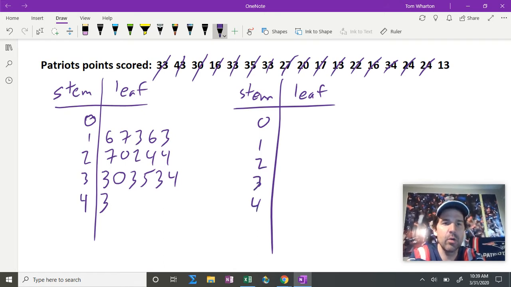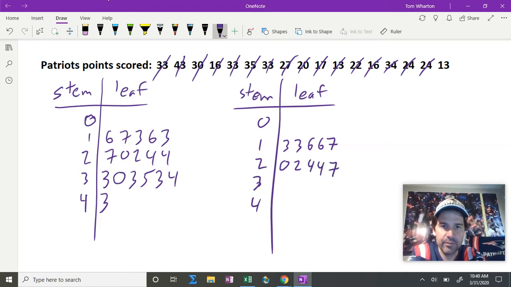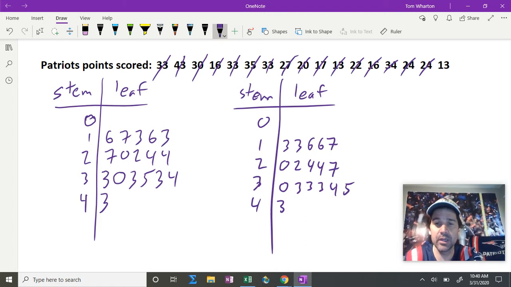And now when I organize it, I want to put it in ascending order. So there's nothing in this zeros row. But for this one, I have a 3, a 3, a 3, a 6, a 6, and a 7. And then for the twos, I have a 0, again in ascending order, 2, a 4, a 4, and a 7. For the threes, I have a 0, a 3, a 3, another 3, another 4, and a 5, and then 4, 3. So right there, that's my stem and leaf plot.